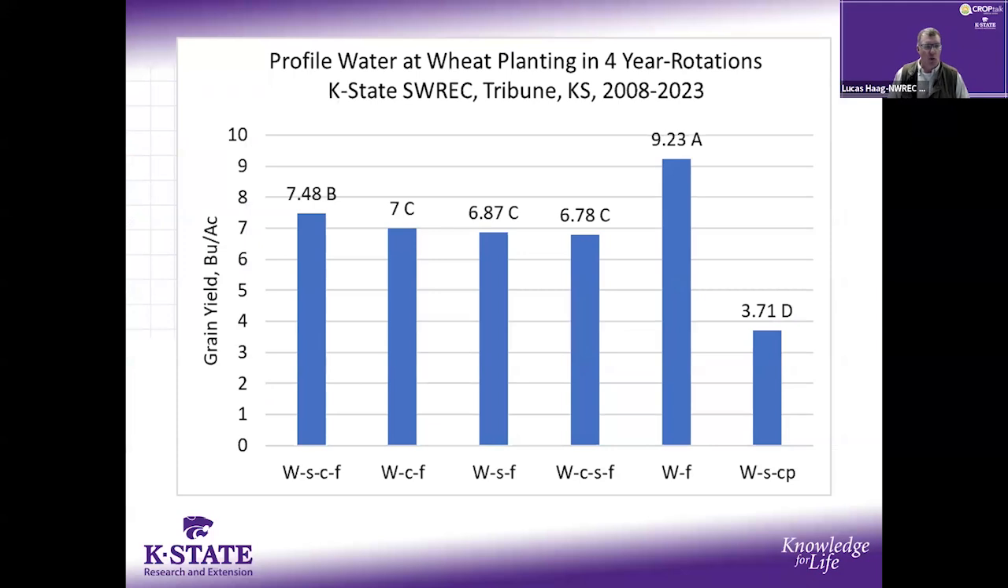Those cowpeas are using water. This is actually profile water at wheat planting time. So right after the cowpeas, we only got about 3 3/4 inches of water in the profile, where basically everything else after fallow is somewhere between 6 3/4 and 7 1/2. Of course, wheat fallow is a little bit higher there.